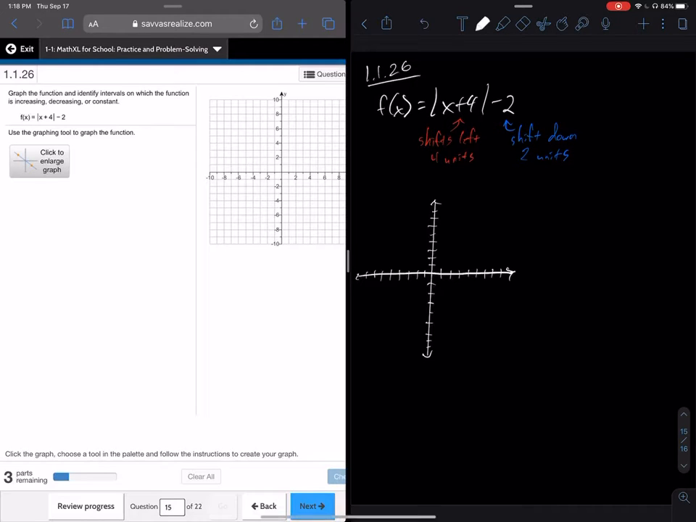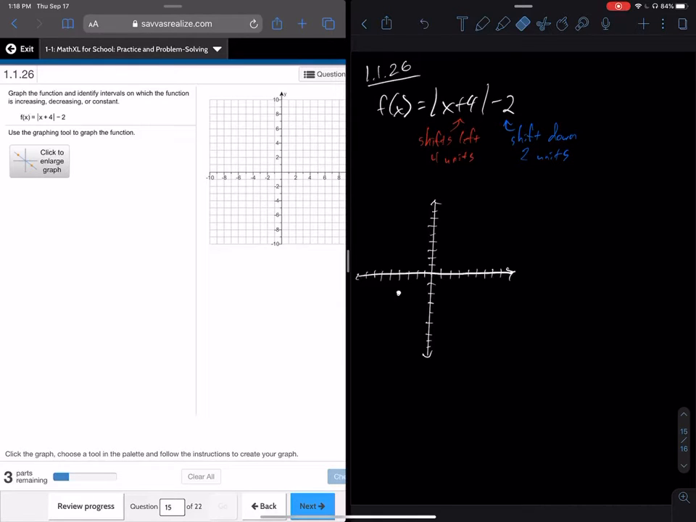Good enough. So normally my vertex is going to be right at my origin, so my parent function. So I'm going to shift that vertex left 4 units, so 1, 2, 3, 4, and then down 2 units. So it'll be somewhere about here. Now there's no reflection, there's no a value, it's not negative, so there's not a reflection there, and there's no stretch or compression. So this is going to go up pretty evenly. So I'm just going to try and draw a little sketch here.